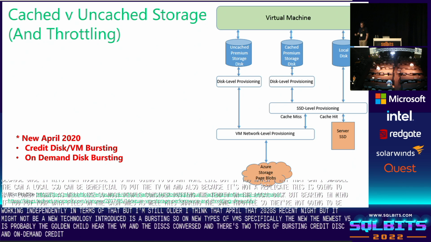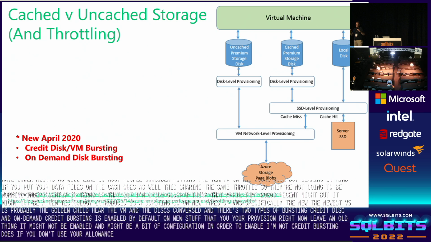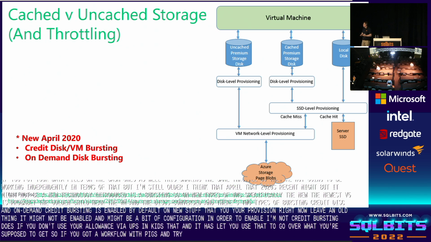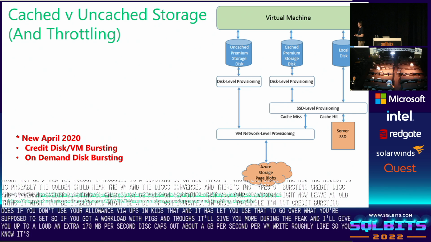Credit bursting is enabled by default on new stuff that you provision right now. But if you have an old thing, it might not be enabled, and might need a bit of configuration in order to enable it. And what credit bursting does is if you don't use your allowance of IOPS, it'll keep that, and it'll let you use that to go over what you're supposed to get. So if you've got a workload with peaks and troughs, it'll give you more during the peak. And it'll give you up to about an extra 170 megabytes per second per disk, capped at about a gigabyte per second per VM, right? Roughly, right? So, you know, it's quite a nice feature.